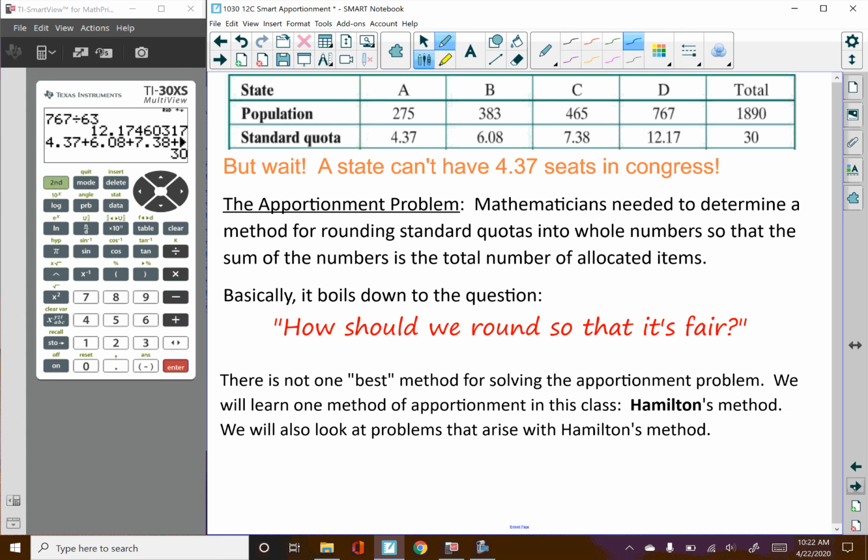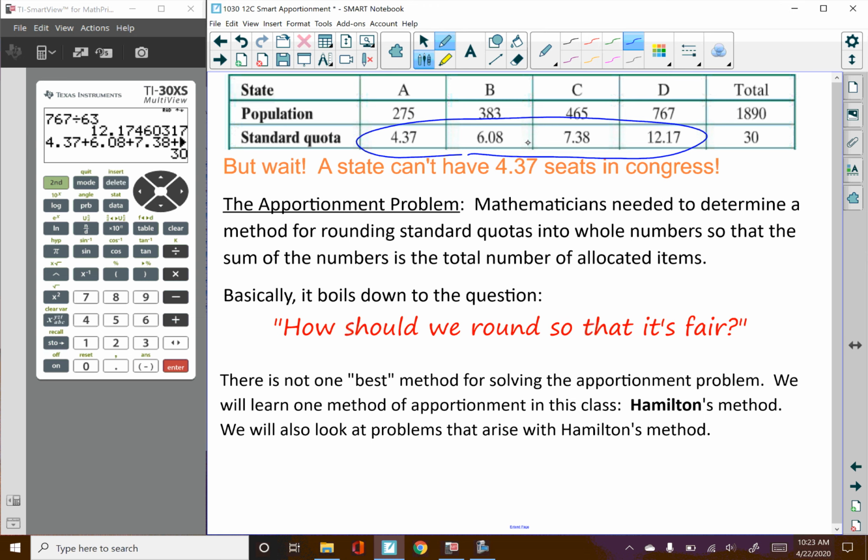So obviously, though, a state can't have 4.37 seats in Congress. That state, State A, probably should have either 4 or 5 seats in Congress, depending on how we decide to round. So the apportionment problem is this problem of rounding. How do we decide to round these things so that it is the most fair?